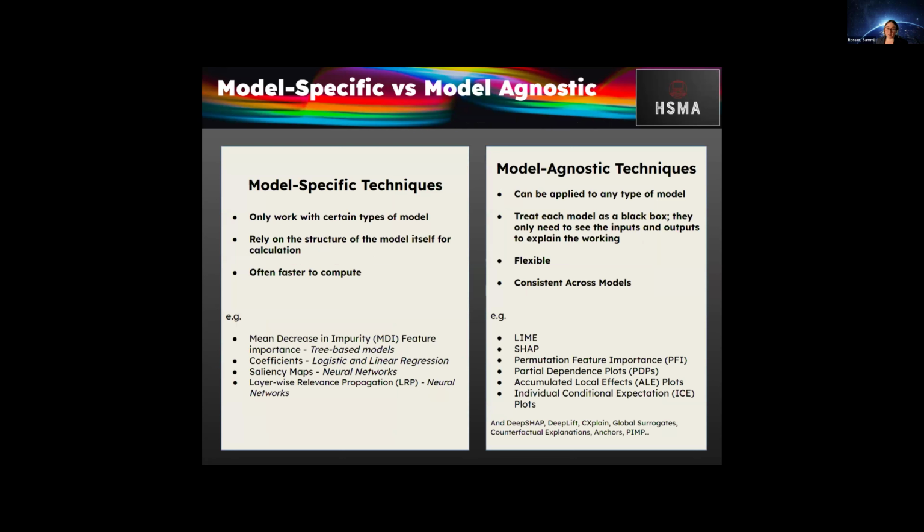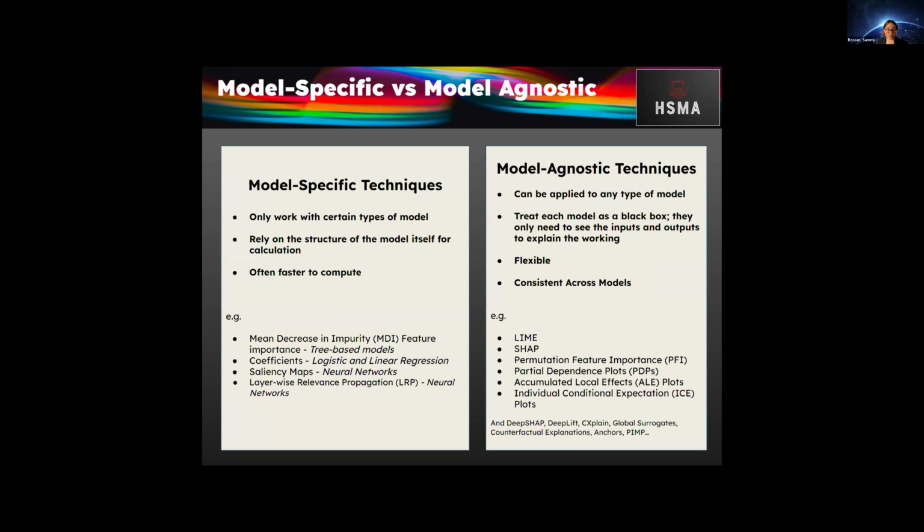So as I say, model specific, they only work with these certain types of model. And this is because in some way they rely on the structure of the model itself, how they can be calculated. Benefit of these is they are often faster to compute. There's a couple of examples that we will cover today. Mean decrease in impurity for feature importance. This is one we can use with our tree-based models.